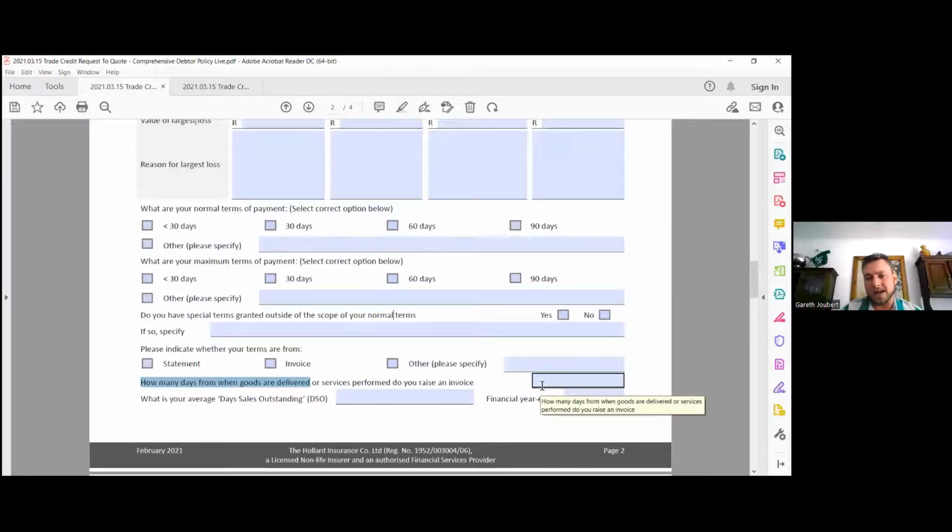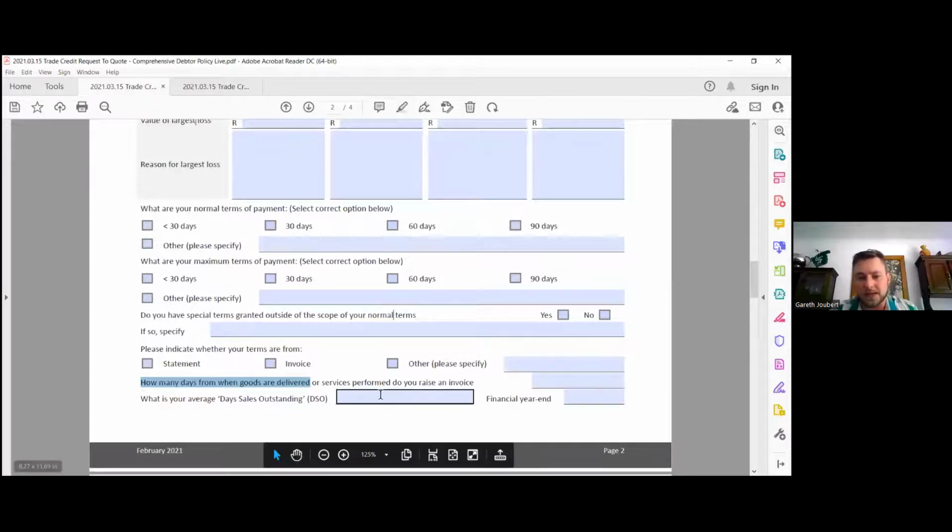And again, what would happen there is you would deliver on the 22nd of March, but because you're only raising the invoice during April, we'd only get that declaration in the April month, right? So we're a month late. So that's why that time frame between issuing the invoice and delivering the goods is quite important. And obviously your day sales outstanding and your financial year.